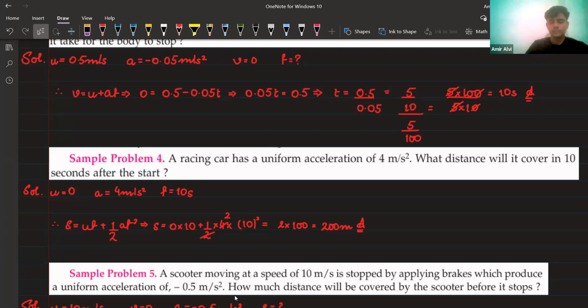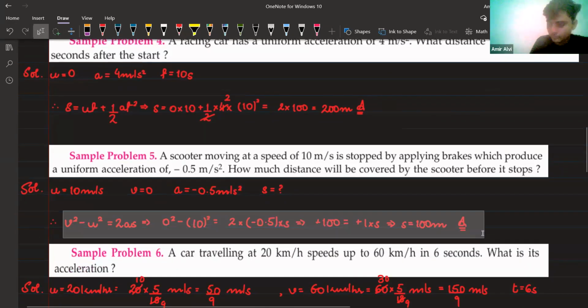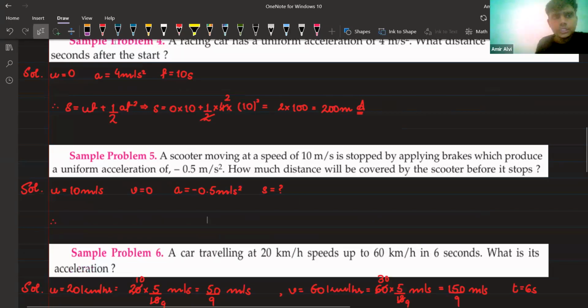Sir, I didn't get it. Can you solve it? Sure. Okay, nice. Let's see this. The question is saying that our body is already moving with a speed of 10 meter per second and it is stopping after applying the brakes. So the acceleration would be negative, because it is slowing down the speed. Negative, yes or no? And we have to calculate the distance covered by the body.